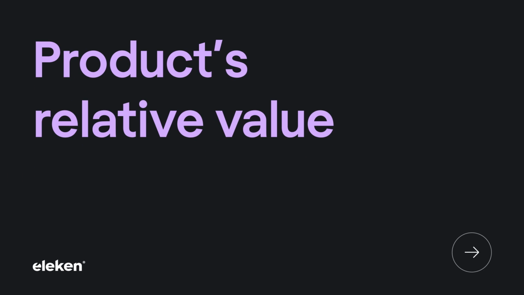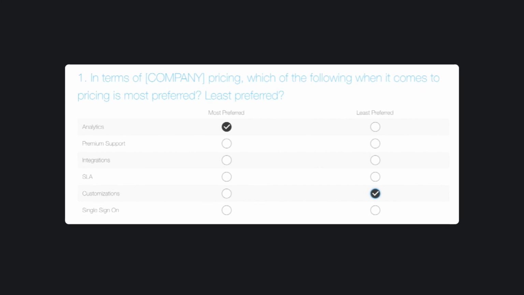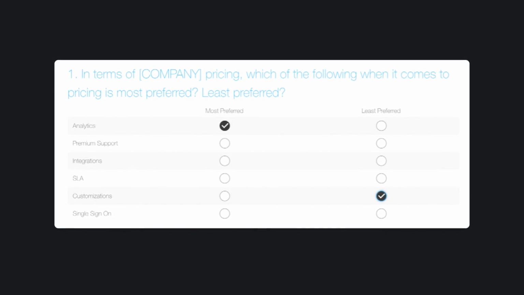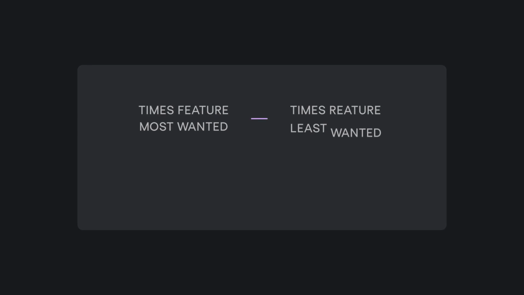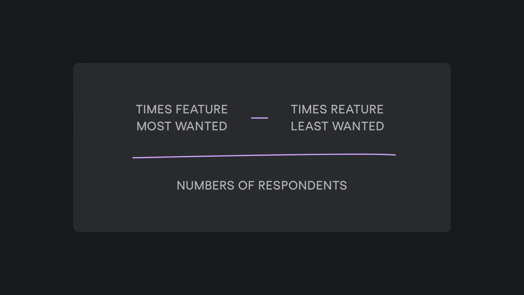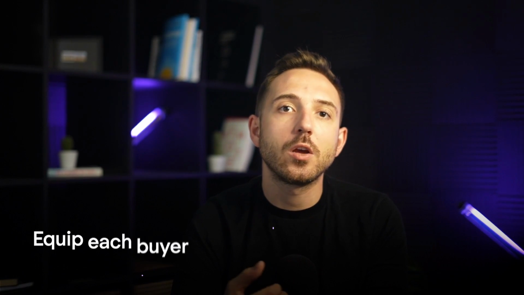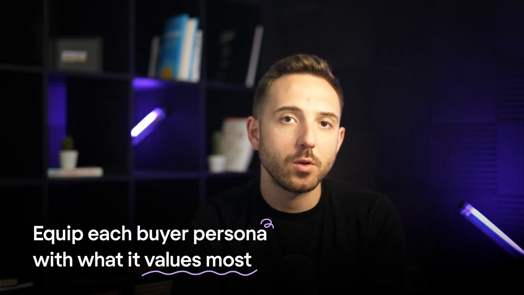Now let's see how you can define the product's relative value. I suggest you run a relative preference analysis to boost your understanding of what people value in your product. It's a simple question that asks respondents to pick the most and the least preferred option from the list. Once you've asked enough people, you calculate a score for each feature, as shown in the formula. Plot the scores to figure out what features your customers cannot live without and what went unnoticed. If you break down the results by different audience segments, you'll see what you should do to equip each buyer persona with what it values most.